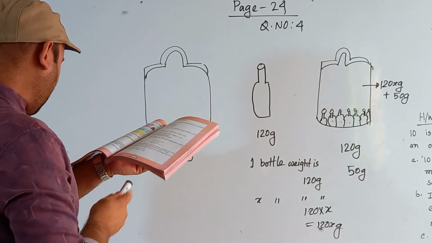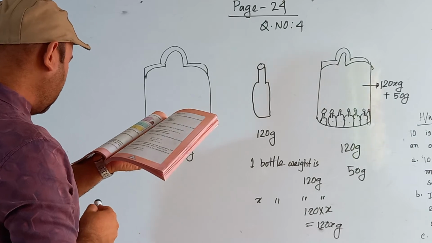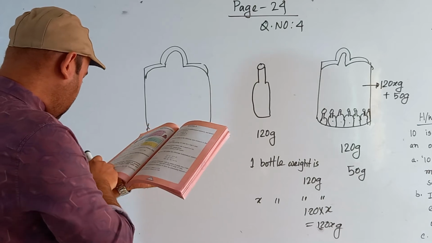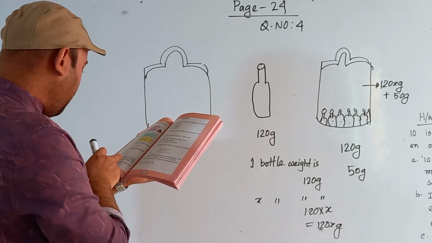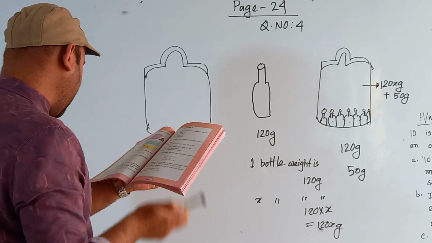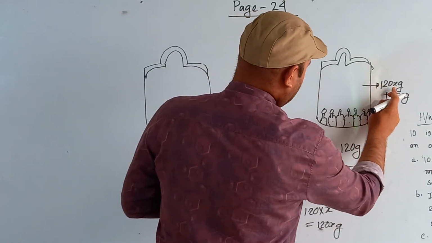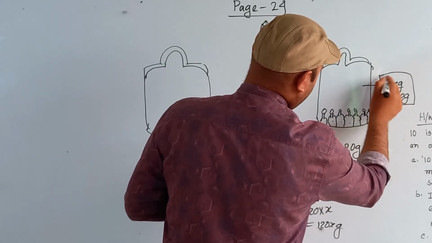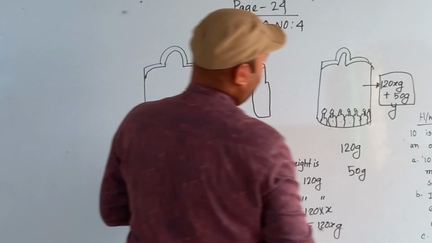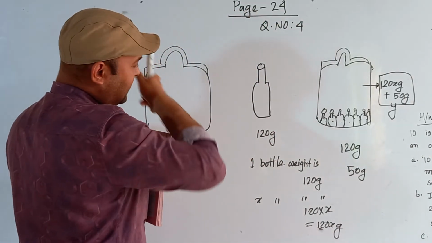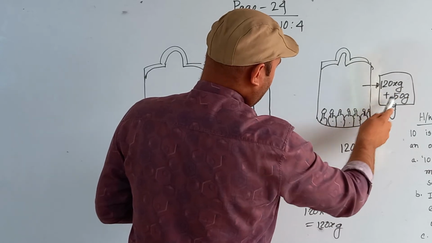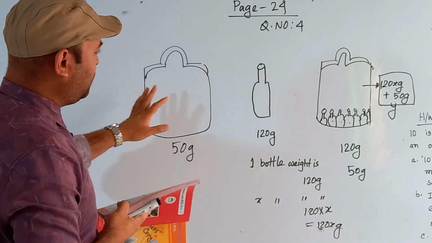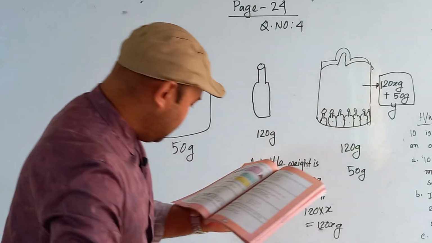Now look at question number 1. Write a mathematical sentence to show the relationship between X and Y. The number of bottles is X and the total weight of the bag is Y. That means 120x gram plus 50 gram makes in total Y gram. So the mathematical sentence is 120x gram plus 50 gram is equal to Y. If you understood the figure of this, then you can easily answer the questions.